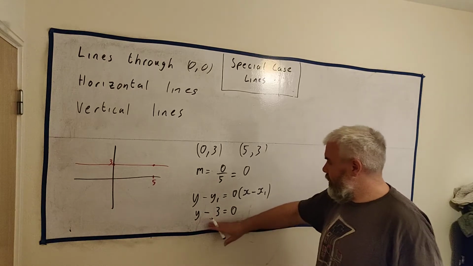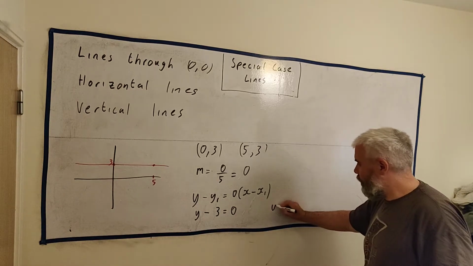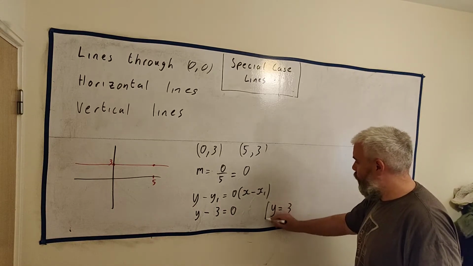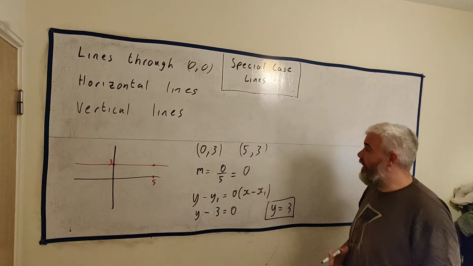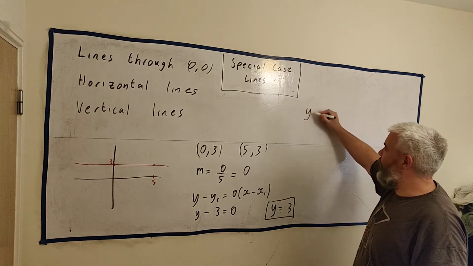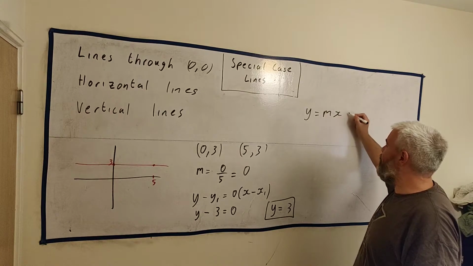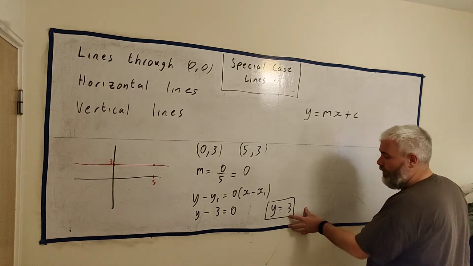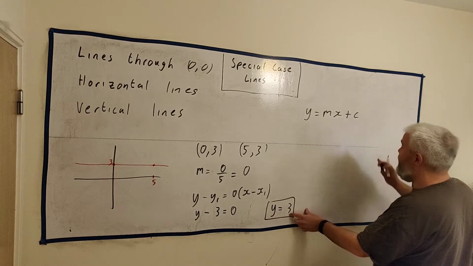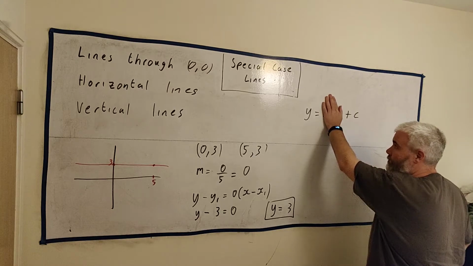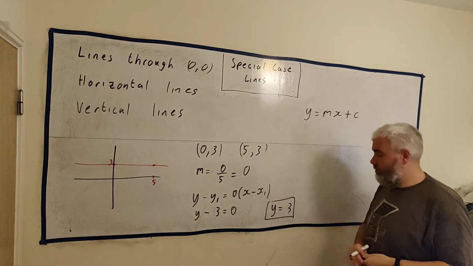So here's the equation. Let's get y on its own like we always do. y is equal, add 3 to both sides, y is equal to 3. That's the equation of a line. That one looks a lot different, y is equal to 3, than the standard y is equal to mx plus c. But it's not that different, really. This is just c is equal to 3 and m is equal to 0. So it does actually look a lot like that one.